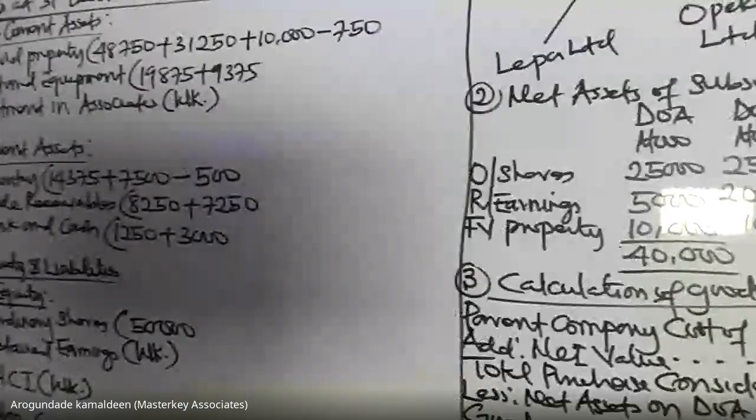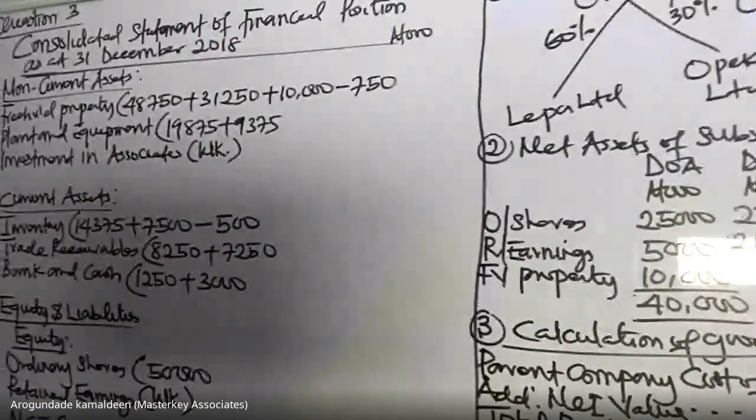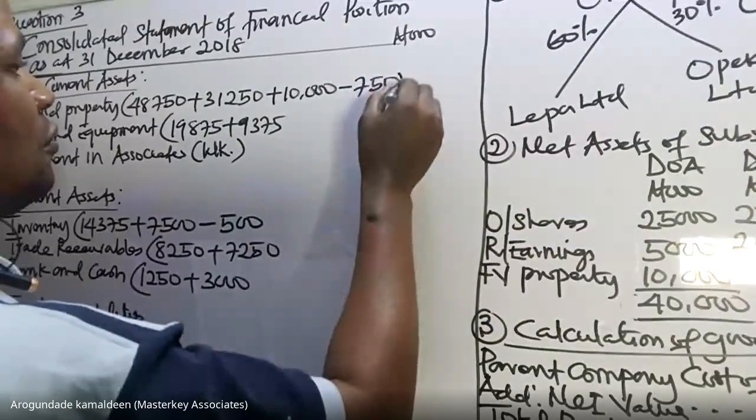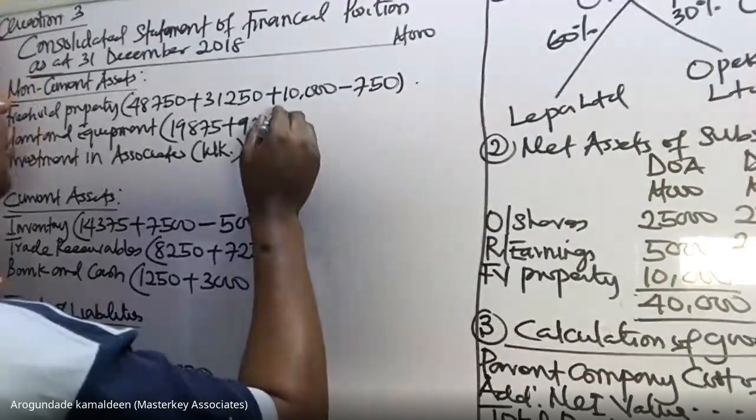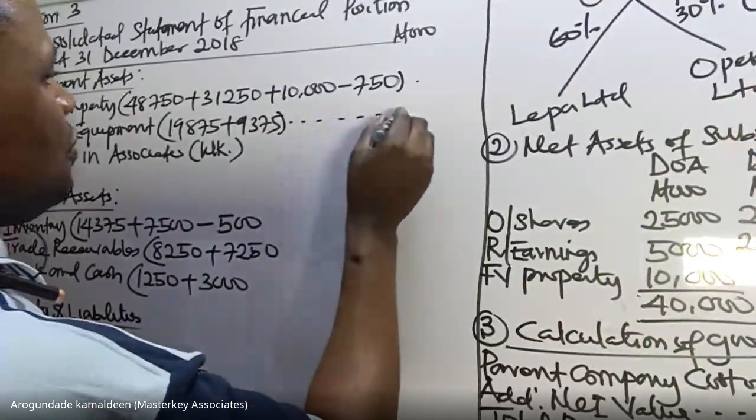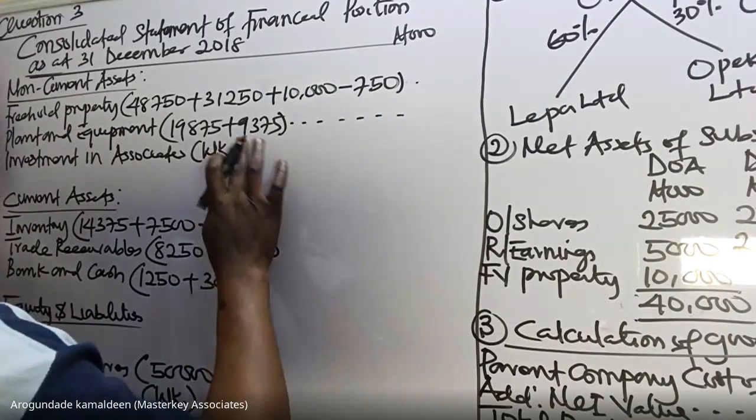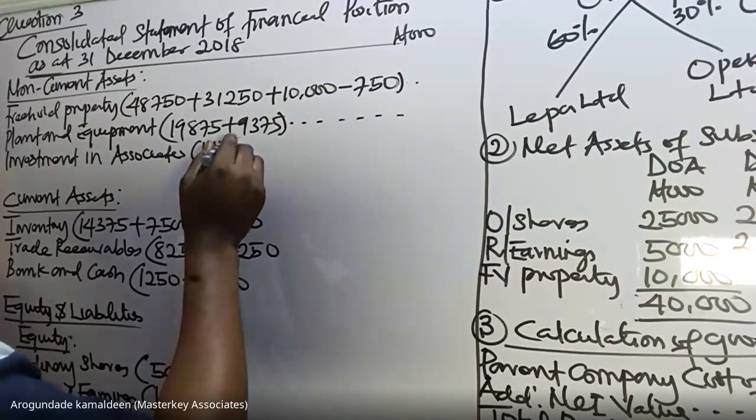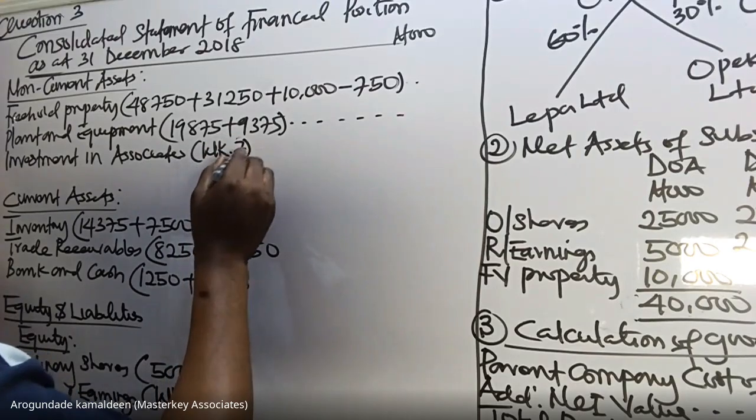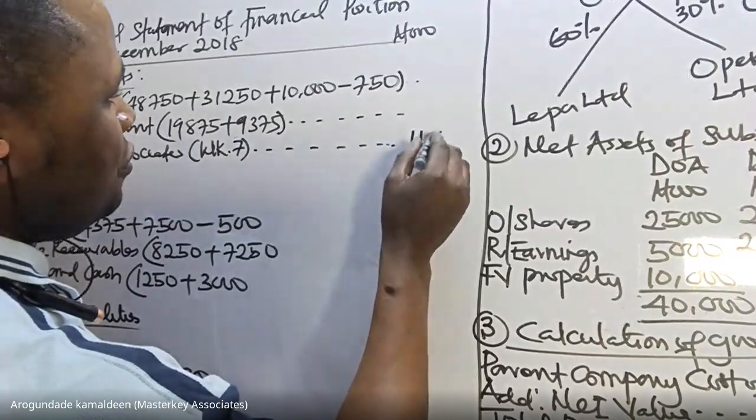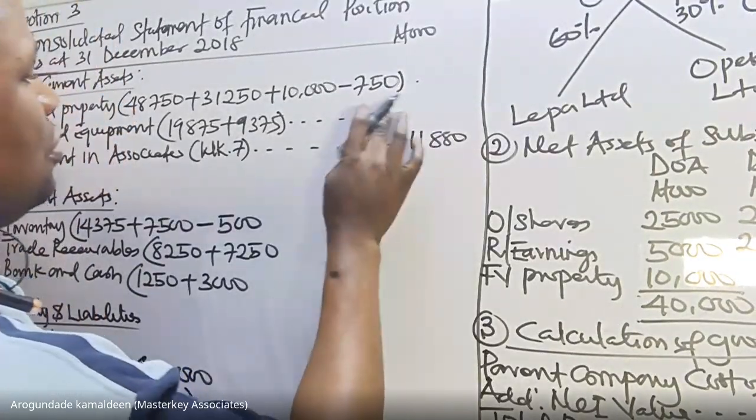Okay, let's come now here. So if you close this now, what do we have here? Here we have the investment in associate. That'll be working 7. 11,880.